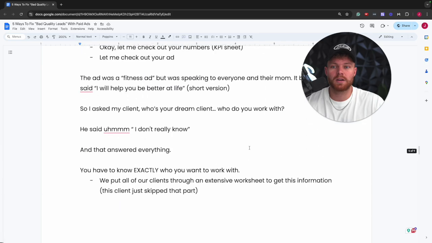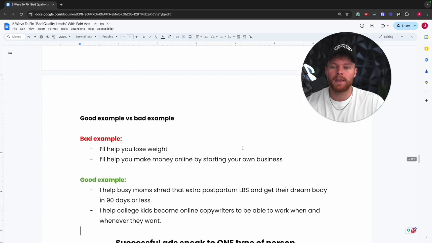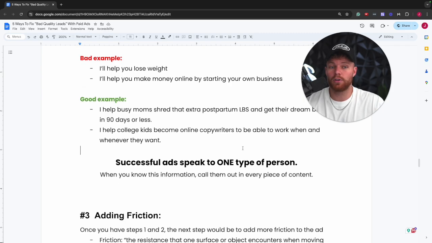So to sum up number 2 right here: know your ideal avatar. If you don't know your ideal avatar, nobody else will. And especially if you try running ads and you're uncertain who your ideal avatar is, you're just going to 10x that uncertainty with everybody else, and then you're not going to get results and you're going to waste money.